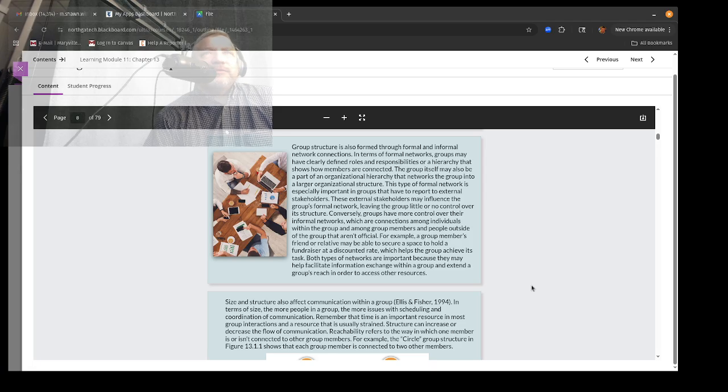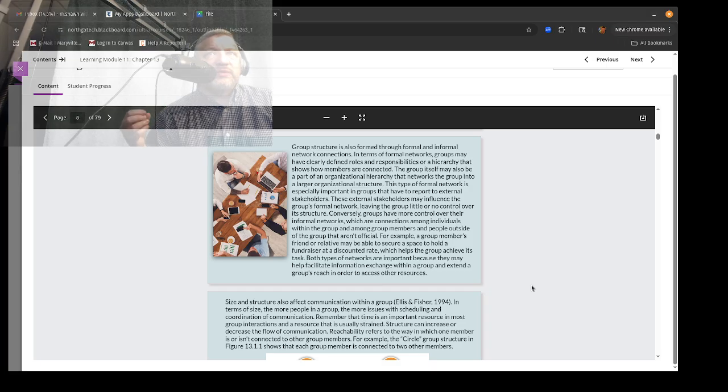The group also may be part of an organizational hierarchy, and that would change how a group functions and how it's structured. Sometimes groups have very formal networks, formal rules, formal patterns. Those can be important, again, especially in larger groups and groups that have to report to external stakeholders. We'll talk more about external stakeholders in a minute.